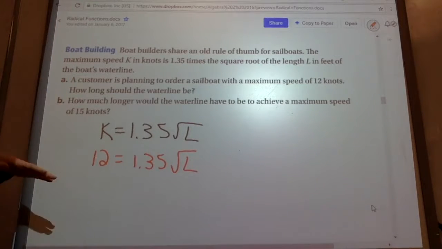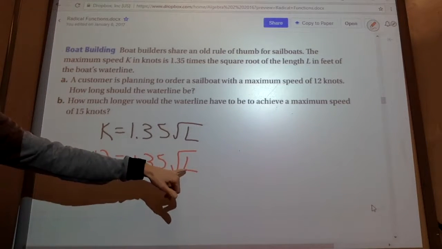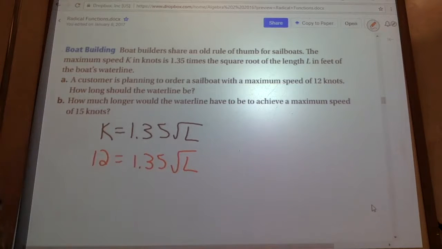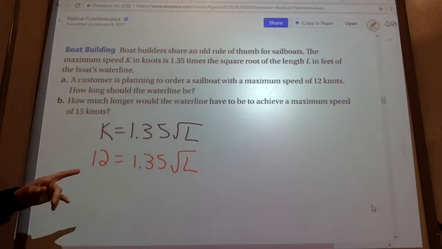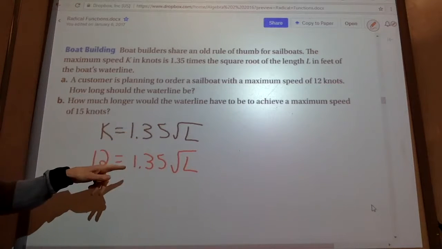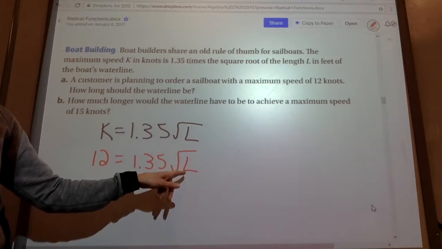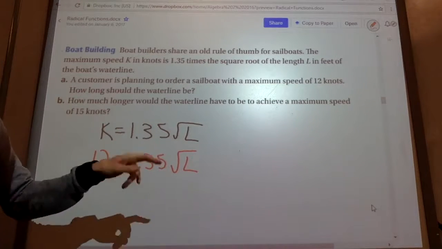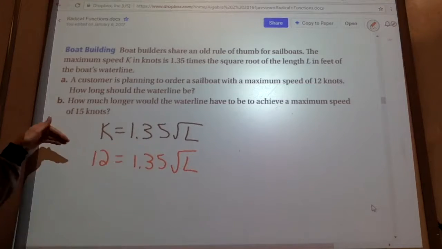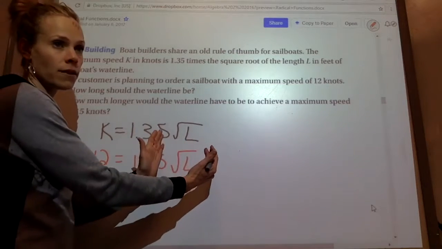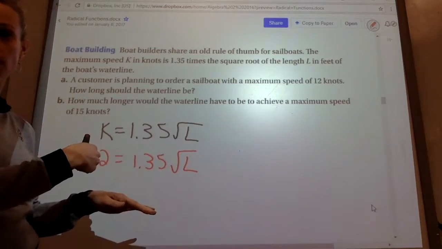Now, this is something new. How do I solve for L? What am I going to do first? Or not square root, but like square. Before, I can't, order of operations backwards. So, right, a square gets rid of a square root, but I can't do that yet. I have to divide by the 1.35 first to isolate that radical, and then I can square both sides.